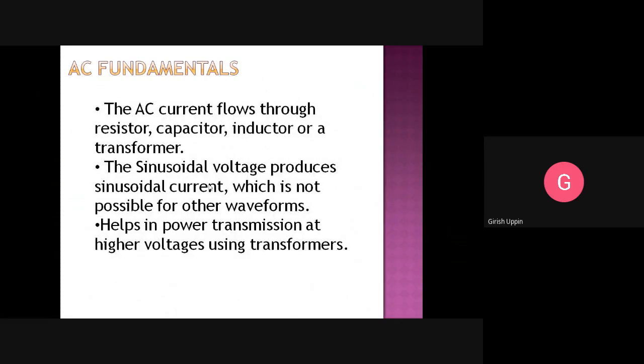The AC current flows through a resistor, a capacitor, an inductor or a transformer, which is not true for other kinds of waveforms. So sinusoidal is the one. The sinusoidal voltage will produce a sinusoidal current, which is not true for the other waveforms. The sinusoidal voltage also helps in power transmission by increasing it to very high voltages using transformers, which helps in reducing transmission losses.